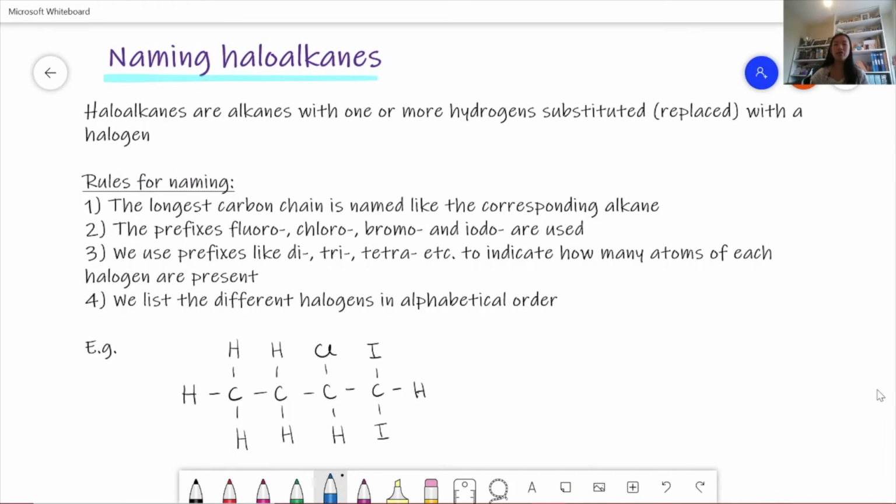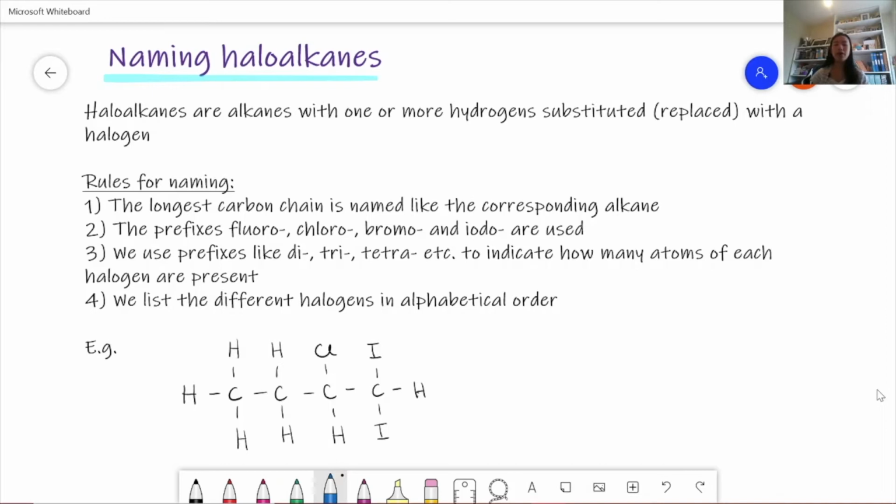Now we're going to talk about how to name haloalkanes. So haloalkanes are alkanes with one or more hydrogens substituted, which means replaced with a halogen. So there are a few rules for naming. The first is that we name the longest carbon chain again, like the corresponding alkane, and then we use the prefixes fluoro, chloro, bromo, and iodo to indicate which halogen it is, and we also use the prefixes di, tri, and tetra to indicate how many atoms of each halogen there are. And the fourth rule is that we list the different halogens in alphabetical order.